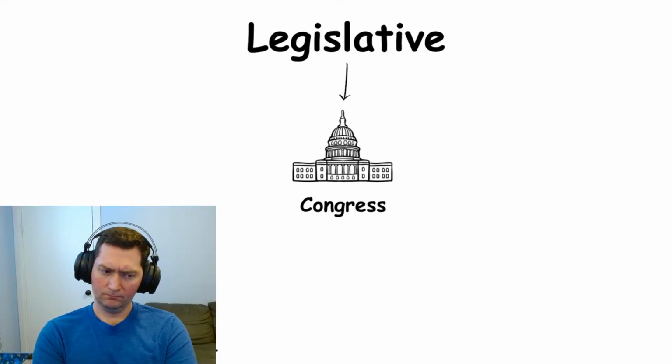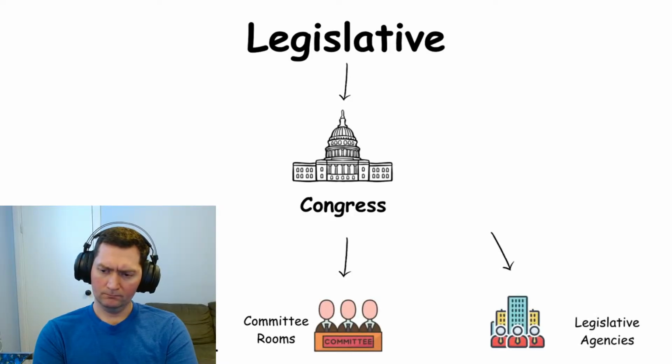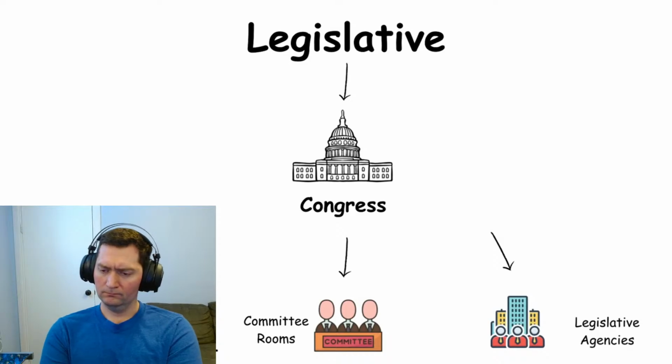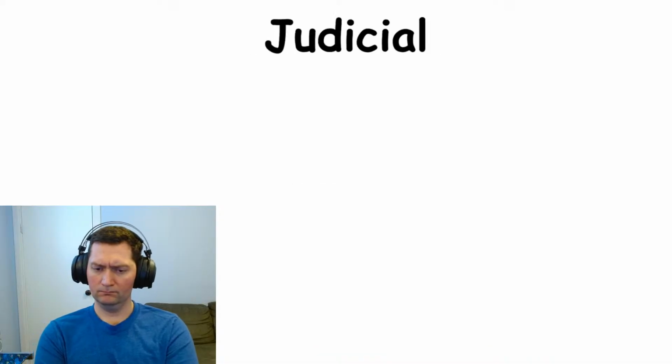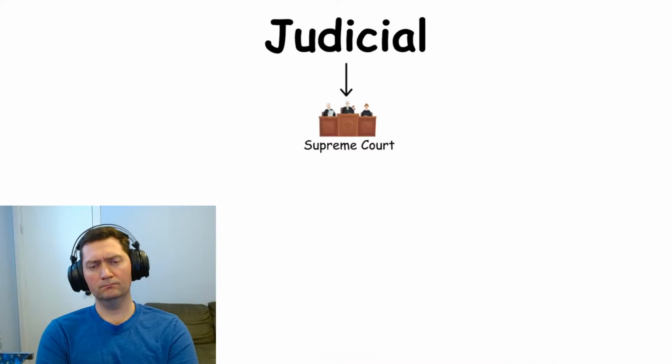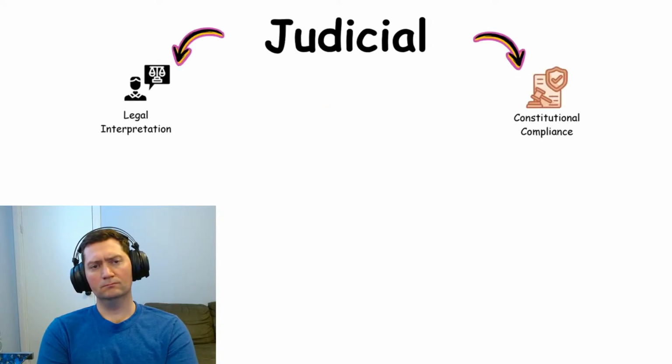From the halls of the Capitol to the committee rooms and legislative agencies, the legislative branch is the engine that drives the machinery of government, ensuring that the will of the people is reflected in the laws of the land. The judicial branch, anchored by the Supreme Court, serves as the guardian of the Constitution and the final arbiter of the law. This branch is tasked with interpreting the meaning of laws, applying them to specific cases, and ensuring that they do not conflict with the higher authority of the Constitution.